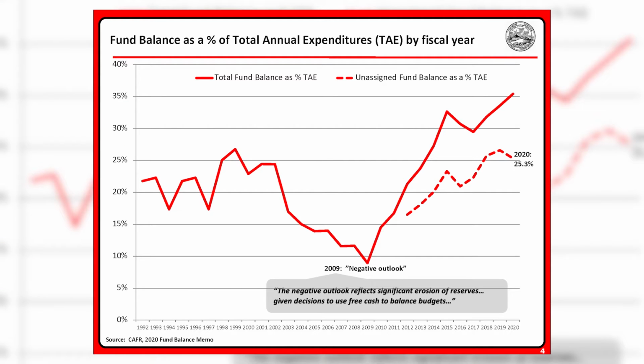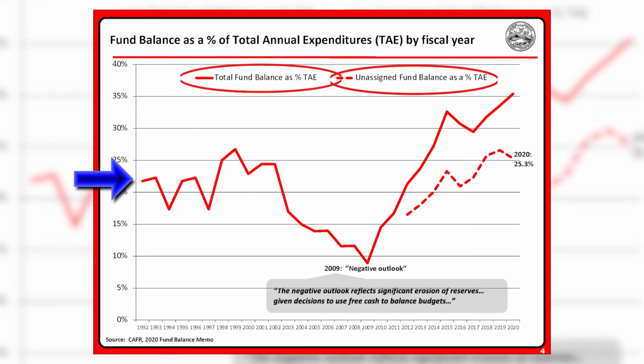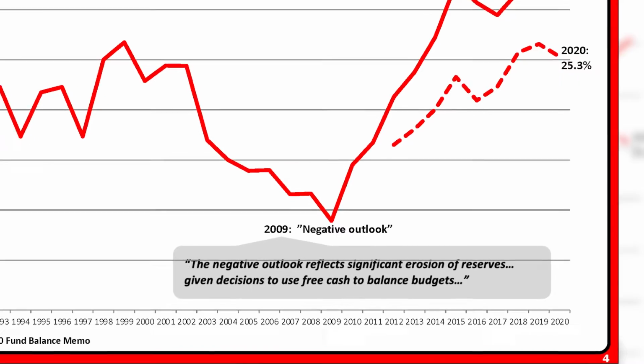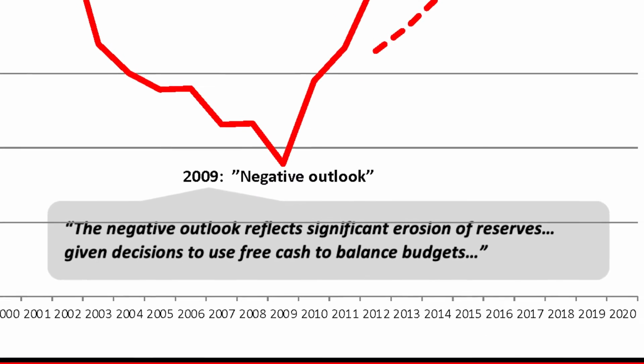The chart on your screen shows historic fund balance levels for both total and unassigned fund balance. Total fund balance is the solid line, and unassigned fund balance is the dashed line. Notice that from 2003 to 2009, our fund balance dropped significantly. This was the result of the town using fund balance to balance its operating budget. It caused Moody's Investor Services to actually issue a negative outlook on the town's credit rating in 2009.